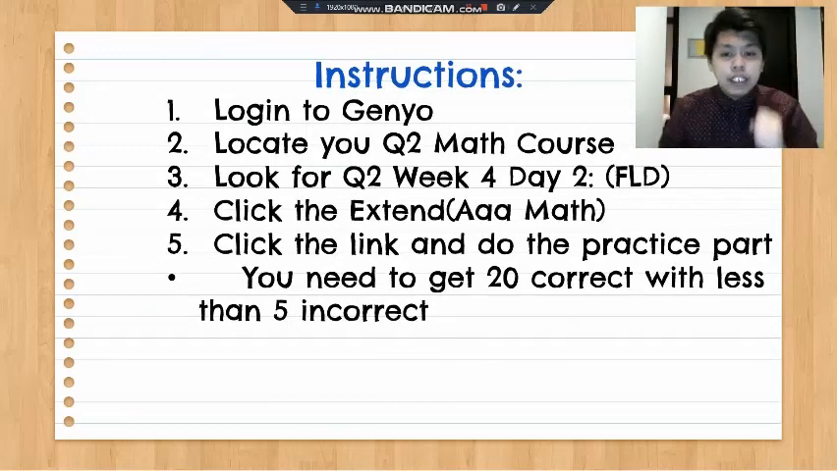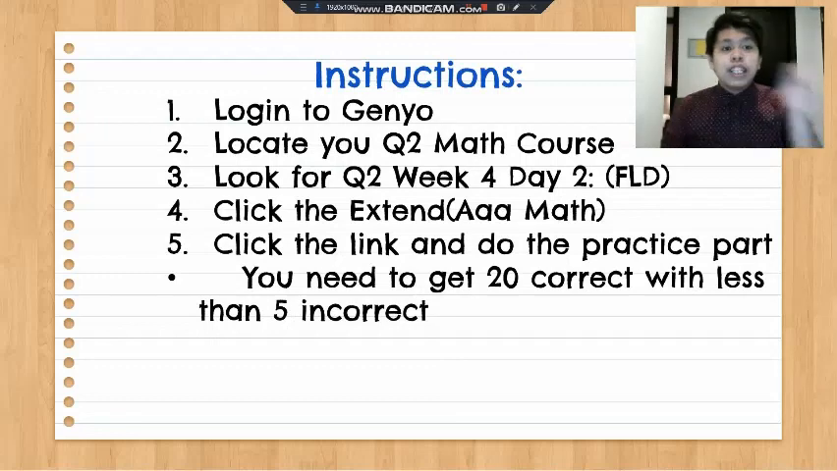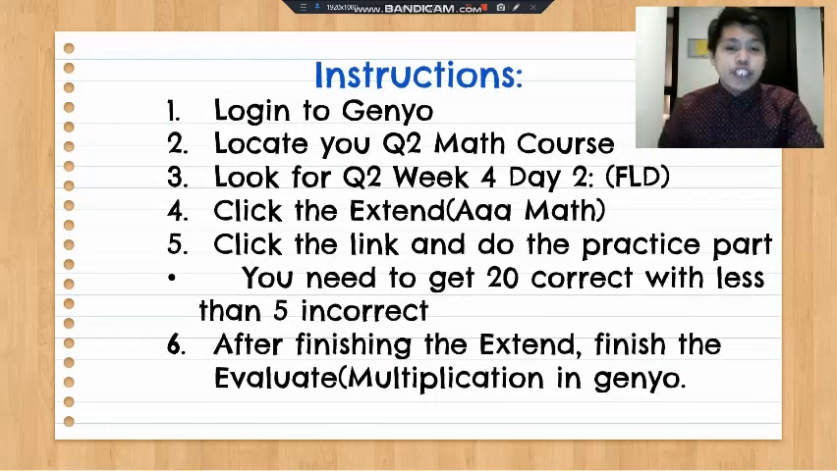You have to get 20 correct answers with less than 5 incorrect. Now, if you're done with 20 correct answers, and you got 10 mistakes, you have to do it again until you are able to get 20 correct answers in a row. Okay? So this is practice for you. And of course, after finishing the extend part, finish your 5 points quiz in Genio titled Evaluate Multiplication.